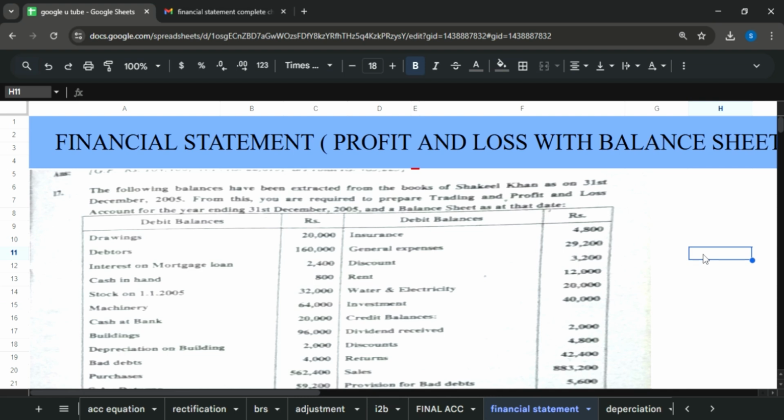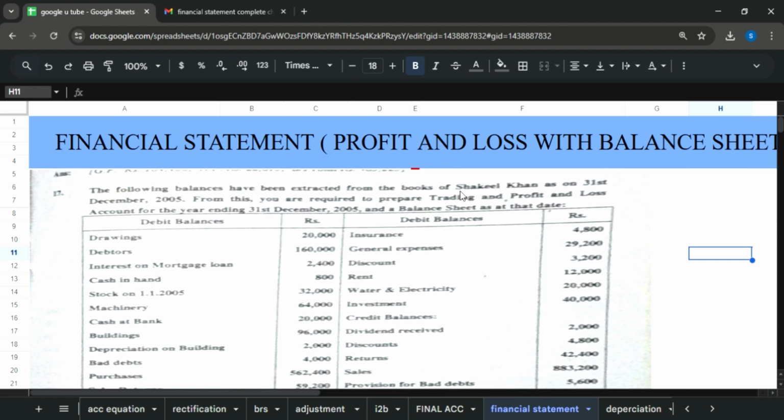Today's target is to solve question number 7, and the number which is appearing is 17. As I have told you, we are collecting these questions from different books. Some of them are from foreign books and some are local books, so that you can understand the concept of adjustment in financial statement correctly, efficiently and quickly. Our target is to understand financial statement, which includes profit loss statement and balance sheet statement.